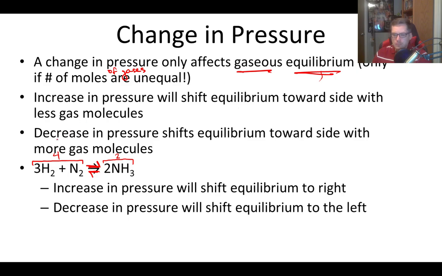All right. Decreasing the pressure follows the same idea. They're both going to slow down because their effective concentrations have gone down. Because they both have lower concentrations, the rates will go down on both of them. But the one with 4 is going to go down more drastically, so it's going to shift to the left.